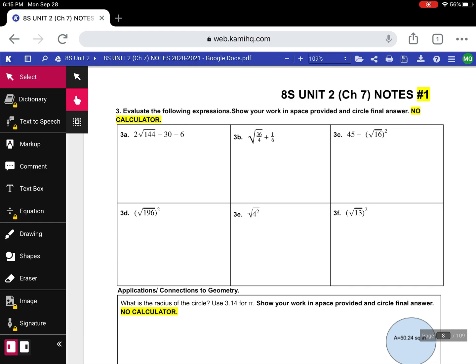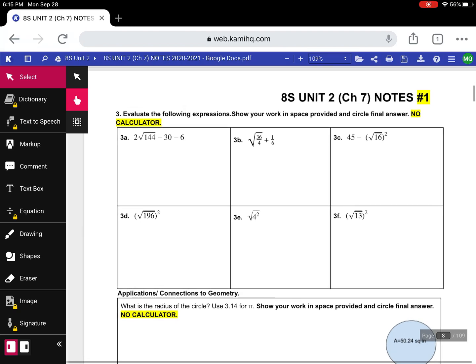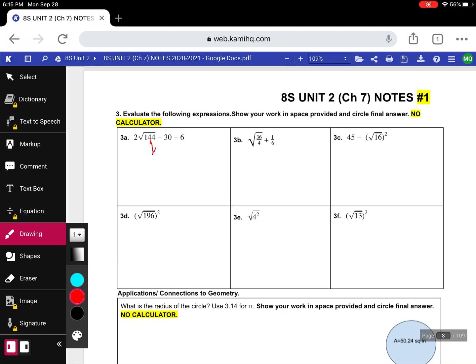Okay, I take care of those square roots first. It's kind of like simplifying, right? What's the square root of 144? Well, it is 12. And that's 2 times the square root of 144. Just like when you have a variable and its coefficient squished together for multiplication, same thing applies here. That's multiplication. Minus 30 minus 6. Okay, order of operations, we do multiplication first. We've got 24 minus 30 minus 6. 24 minus 30 is negative 6. Minus 6 is going to give me negative 12 as an answer.